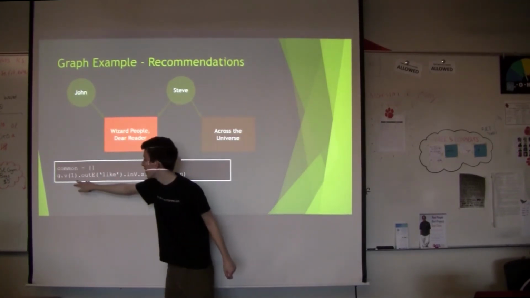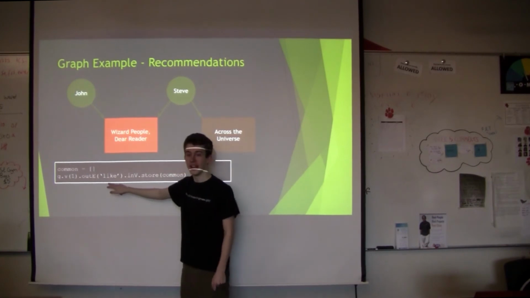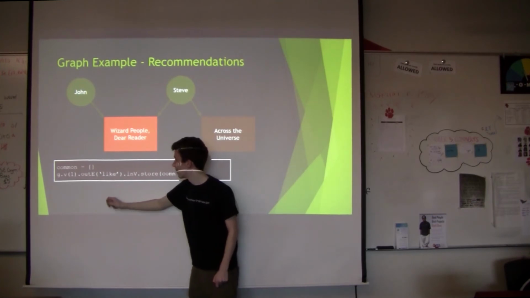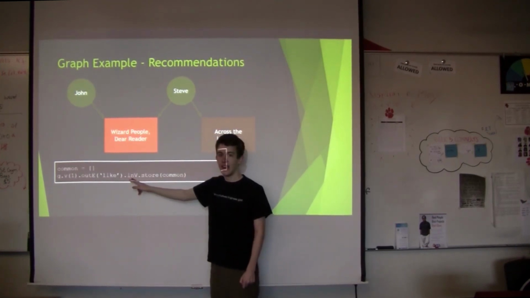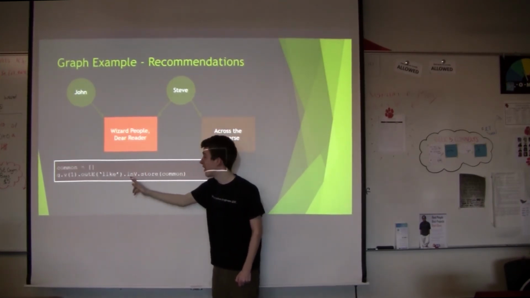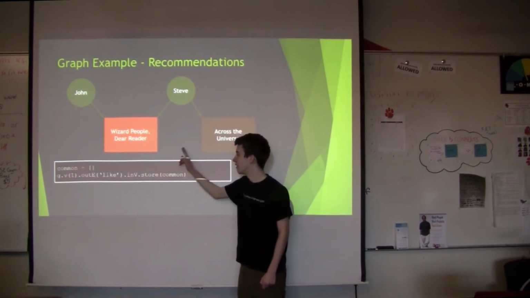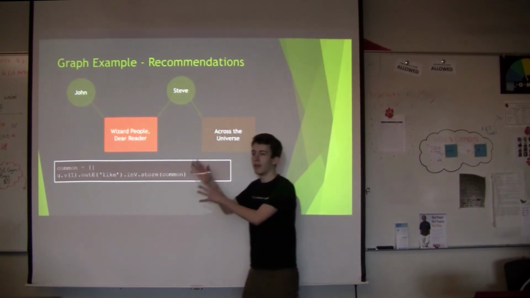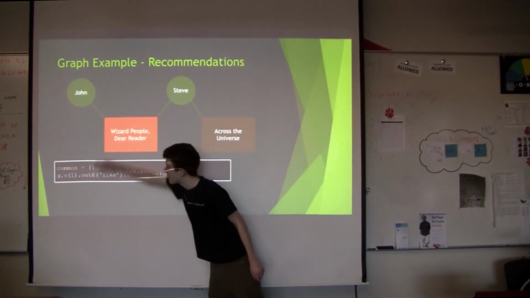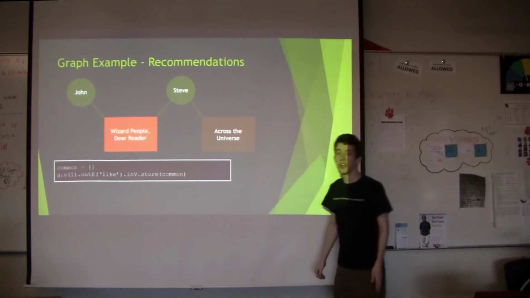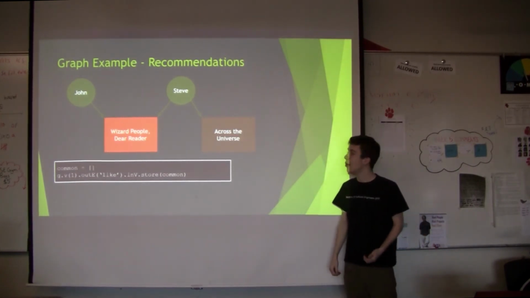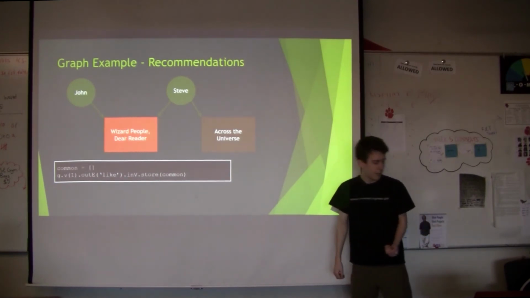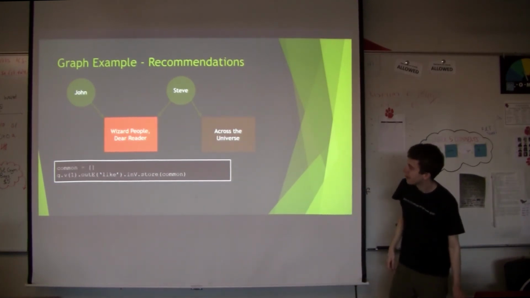So starting from me, I take every edge going out of me that's a like. And now for every one of those edges, I grab that. And for every one of those branches I have in the tree now, I'm going to store all of those vertices into common. So all of those from all the branches get shoved into common. This is to make sure later that I don't backtrack on myself, because I don't want to recommend Wizard People Dear Reader to me if I've already seen it and already said I like it. It's just good practice.